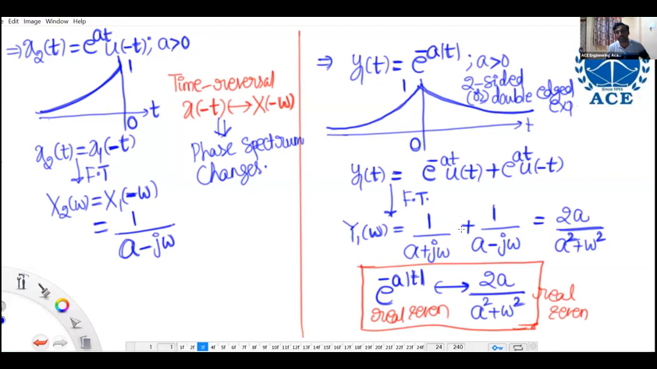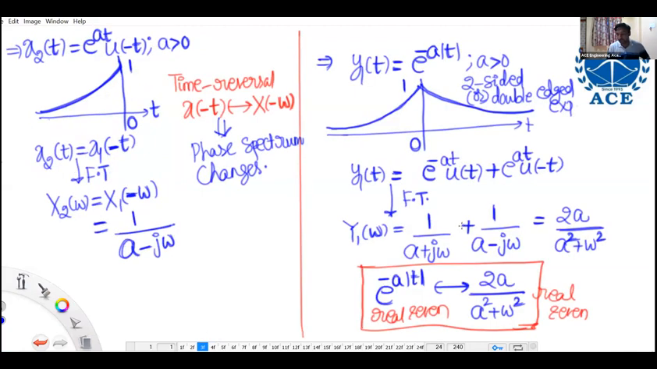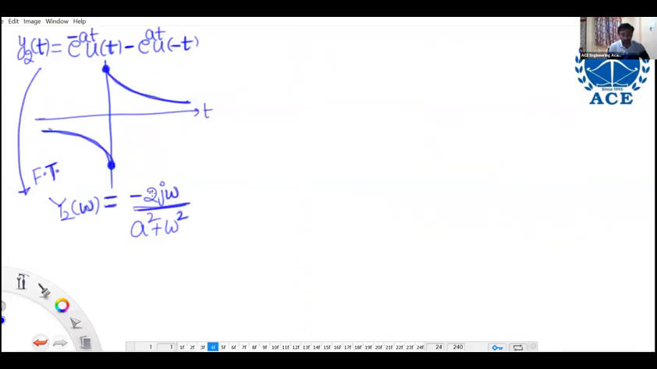See the cursor, sir? Instead of plus, what do you have to take here? Minus sign. So add the numerator terms. If you add the numerator terms, Y2 of omega equals minus 2j omega by a square plus omega square. See our previous slide, 1 by a plus j omega with the middle minus sign. With the middle minus sign, that is simplified as minus 2j omega by a square plus omega square.